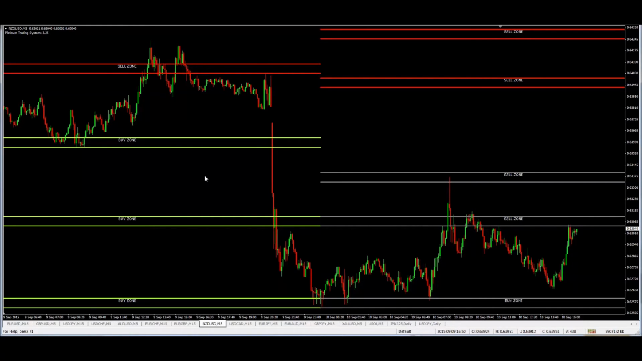obviously weakening the Kiwi currency quite dramatically. And with the help of that, the trade's done rather nicely. We're probably sitting around 110, 120 pips up as we speak. So a very nice trade indeed. That was today's Trade of the Day.